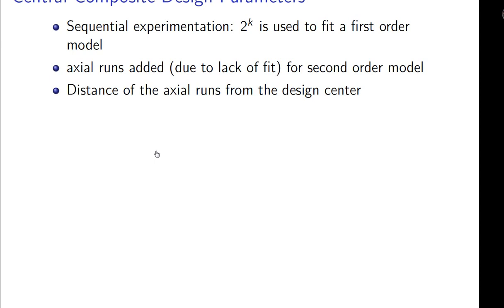The one choice that you have, of course, is the distance of the axial runs from the center. In the previous slide, they were represented simply as alpha. It's a choice one would make when constructing the design. In the examples that you saw earlier, we happened to select alpha to be the square root of 2. Now, that's somewhat arbitrary, except for the fact that the further apart you place those, the worse fit that you'll have to the second order surface.